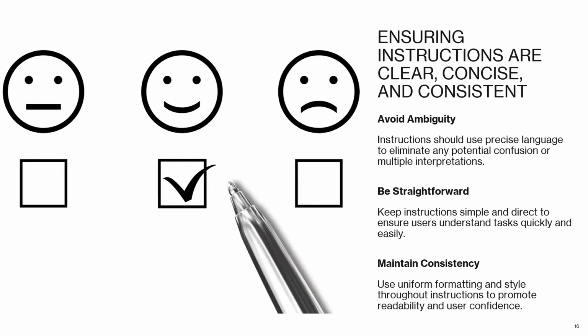Clear and concise instructions are essential to facilitate student understanding and ensure they know how to approach a writing task successfully. Instructions must be clear, concise, and consistently formatted to prevent confusion and promote focus on the writing. Think of instructions as a recipe for a writing task. If the steps are unclear or jumbled, the final product will likely be a mess.